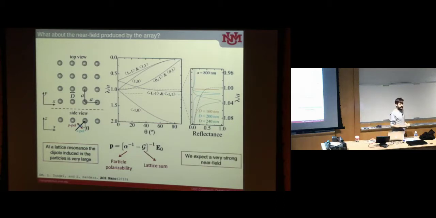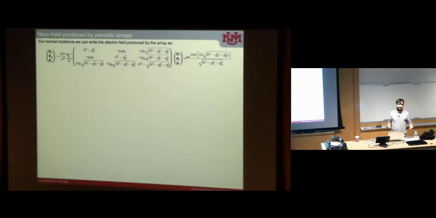But then, for the same reasons, since we are getting a very strong dipole, we should expect a very strong near field. What you can do is write the expression for the near field using the coupled dipole model, which is terrible, but there are a few interesting things. The field that your system produces is a sum over reciprocal lattice vectors, a sum over diffraction orders. That's not surprising. And it's proportional to the induced dipole, which is this quantity that we say can be very large, right?